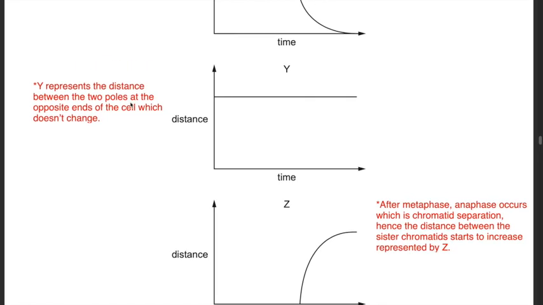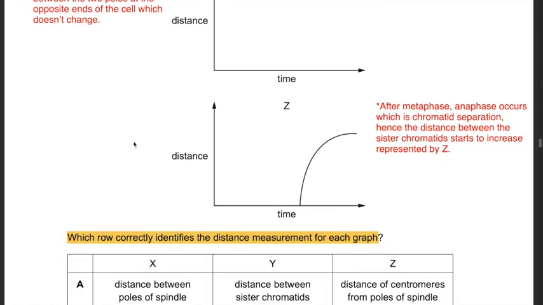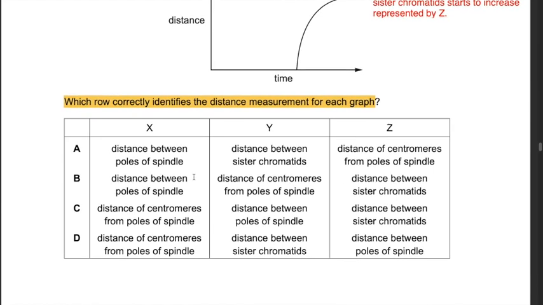Obviously, y should represent the distance between the two poles at the opposite ends of the cell, because that distance doesn't change at all. Therefore, y is the distance between opposite ends of the pole, leaving us with the only possible answer being C. Distance between poles of spindle being y, x being the distance of centromeres from poles of spindle, and z being the distance between sister chromatids.